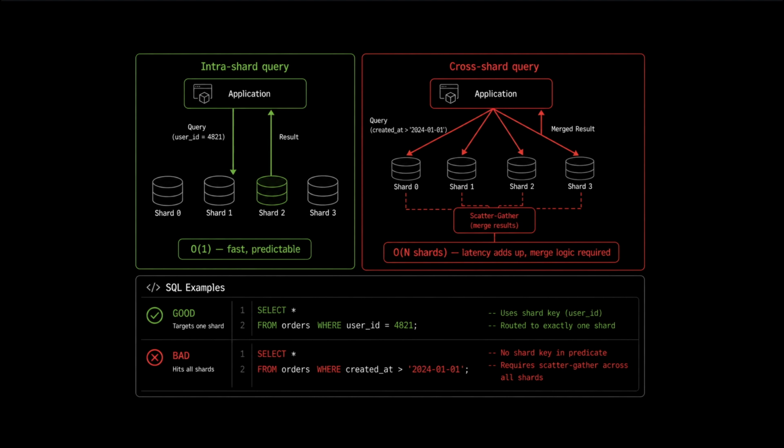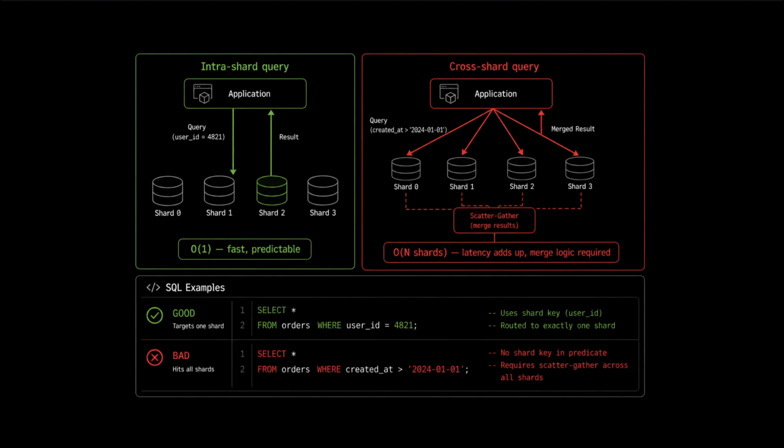But queries that don't include the shard key, or that aggregate across dimensions that don't align with your shard key, require a scatter-gather. That is, you fan out to every shard, collect all partial results, merge them in memory, and return. That's n network round trips, n query executions, and a merge step. For analytics or reporting workloads, this gets expensive really fast.